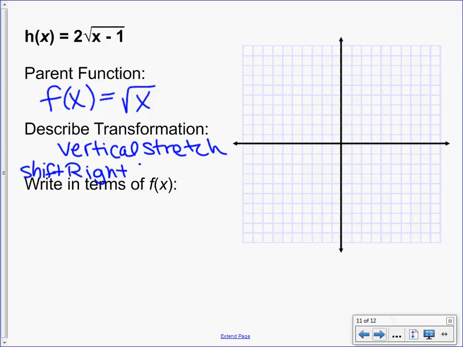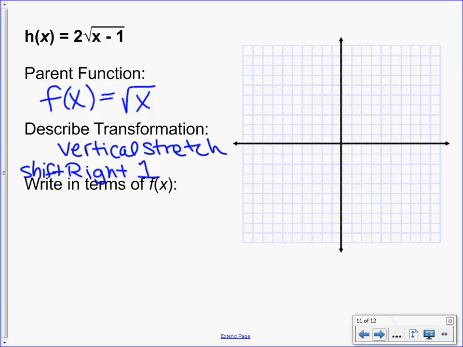Shifts are applied last. Shifts are the lowest priority. We apply them last. They're the easiest to apply. Your stretches should be applied first, stretches or shrinks. Then your reflections, and then you can shift them. Because if you shift before you stretch, then things are going to get all funky. So, first of all, let's talk about stretching.